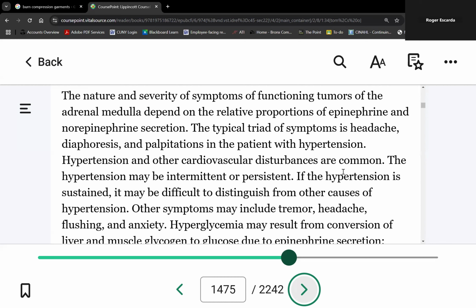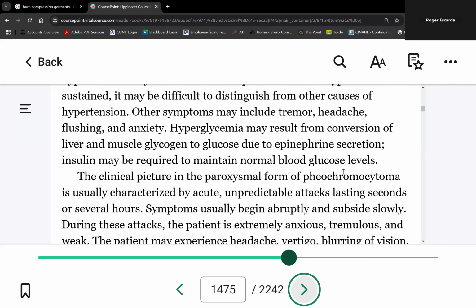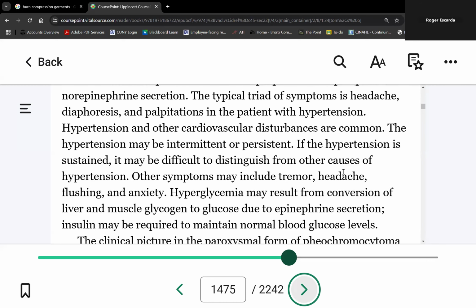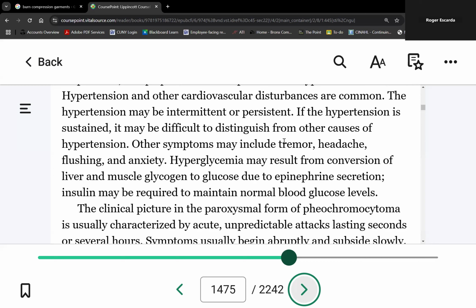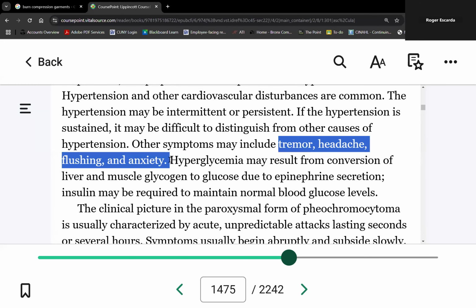Now, what could possibly go wrong? Your blood pressure is so high. Can you have a stroke? Can you have heart disease? Could you die? Yes. So the manifestations here are basically those of severe hypertension and severe tachycardia, along with tremors, headache, flushing, and anxiety.